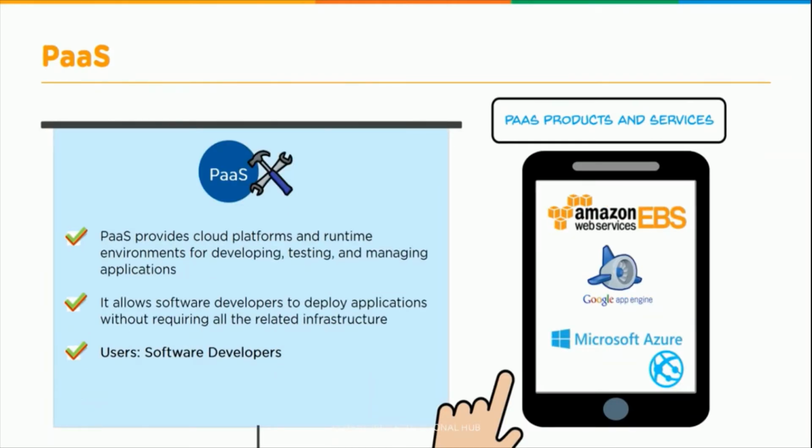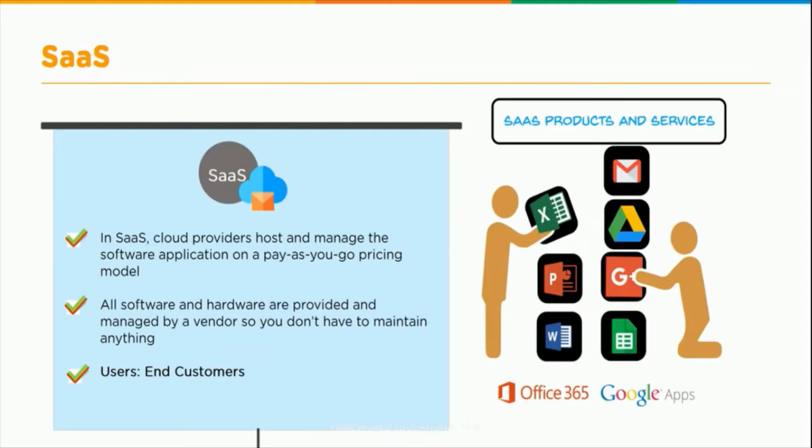In PaaS, the provider gives you a platform or a runtime environment for developing, testing, and managing applications. It's platform ready. You buy the platform, you upload code, and you start working on it. It allows software developers to deploy applications without managing the underlying infrastructure. And as you might have guessed by now, the candidates who would be using PaaS are the software developers. And in SaaS, everything is managed by the vendor.